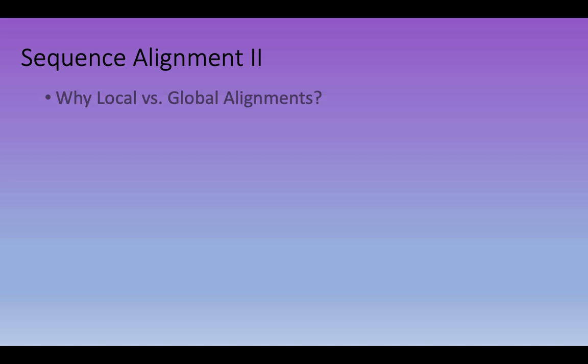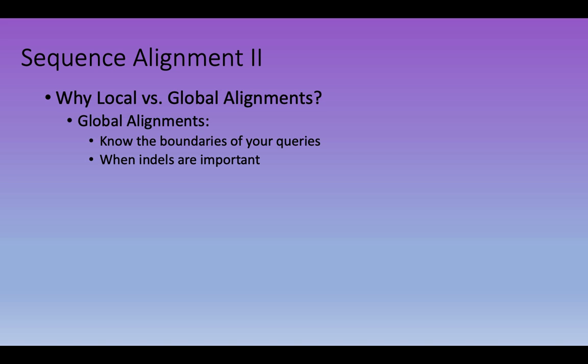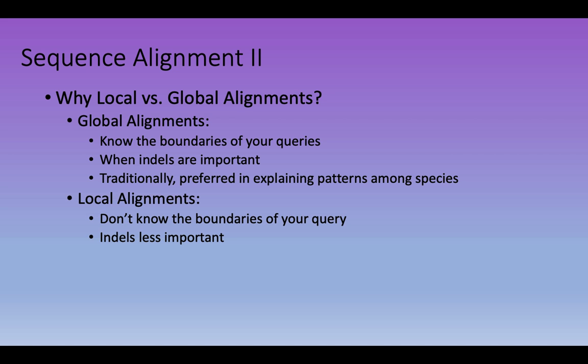So when we think about sequence alignments, why do we want to do these 2 different types? Well, they have different purposes. Global alignments are really important when you know the boundaries of your queries and where you think indels actually matter. And this is traditionally what we've used to explain patterns among species, right? Do phylogenetics and things like that. Local alignments, there are cases where we don't know the boundaries, right? And in this case, we're thinking that indels are not important, right? We don't want any of those negative values.